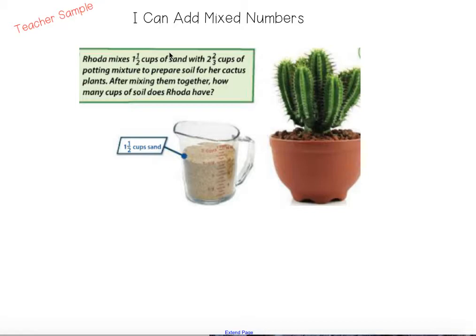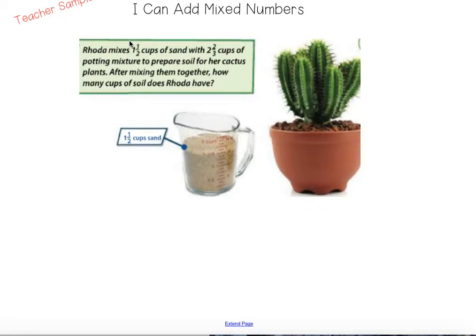There's approximately three steps that you need to take when you're adding mixed numbers together. So let's first start by reading the problem. Rhonda mixes 1 1/2 cups of sand with 2 2/3 cups of potting mixture to prepare soil for her cactus plants. After mixing them together, how many cups of soil does Rhonda have?